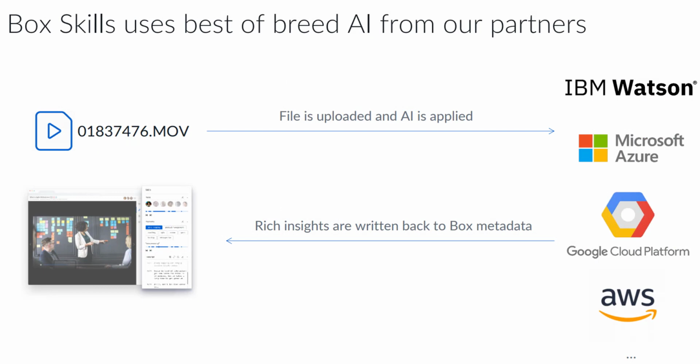So whenever a file is uploaded to a folder in Box that has Box skill turned on, the skill is automatically triggered and applies an AI machine learning algorithm to it. The skill then writes the information that was extracted from the file as metadata in Box, and then the virtual assistant reads that metadata and returns back the appropriate results.